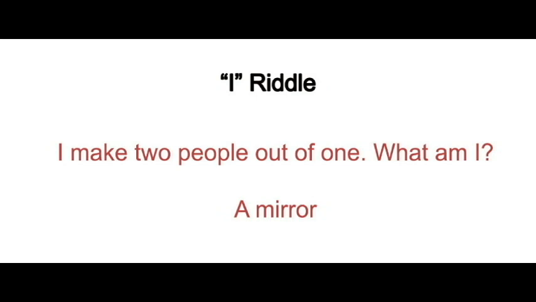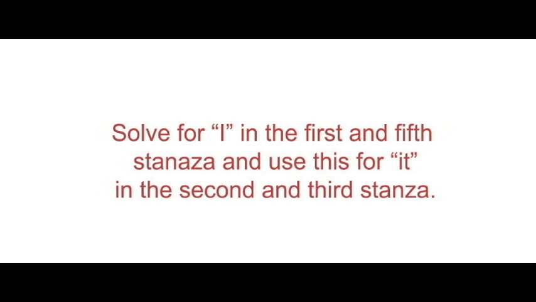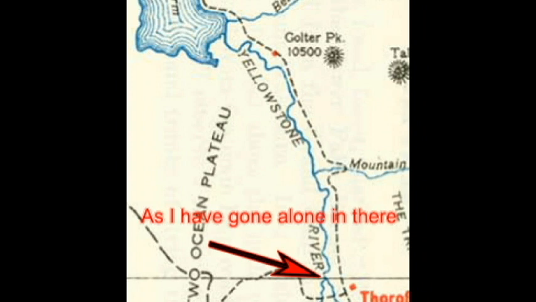I believe an "I" riddle was in play in the poem. An "I" riddle example: I make two people out of one. What am I? A mirror. So I believe there was an "I" riddle used in the first and fifth stanza to define what "it" is in the second and third stanzas. You have to solve for the I to get the it.